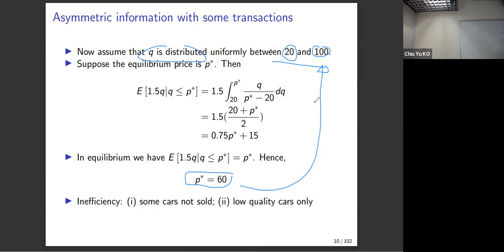Even if I change Q star to continuous, right? If the market is so bad, the variance of quality is so large, the market completely doesn't exist, right? And you can change this 20 to a big number, still there's some car not sold, right?